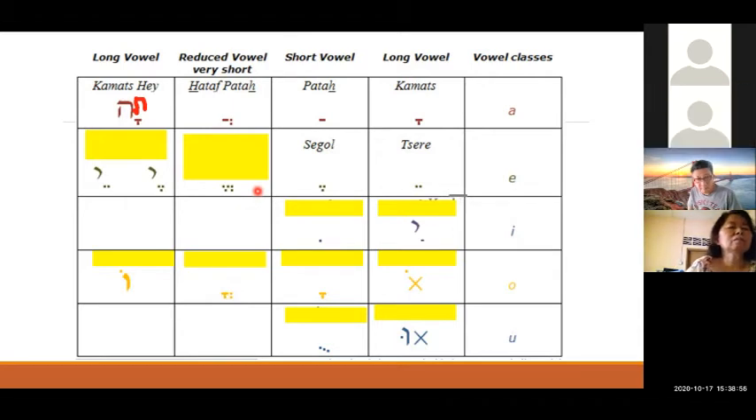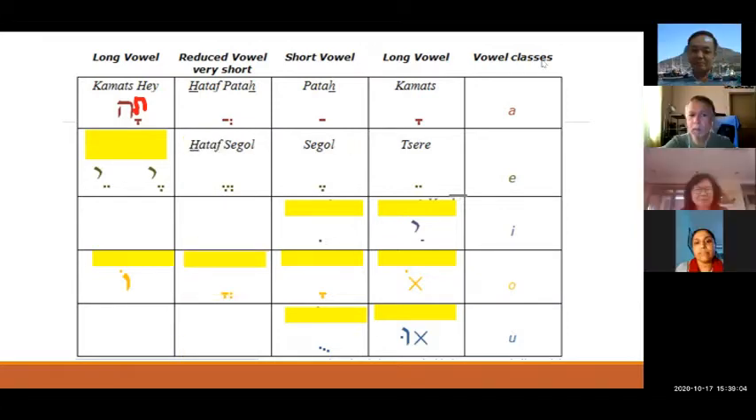Then you have the reduced E vowel. What is that, please? Hataf segol. Very good. So in Hindi, we say shabash, which means very good. Shabash is also in Malay, the same word. Shabash, which is very good.